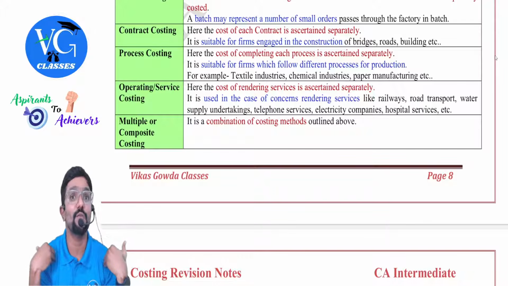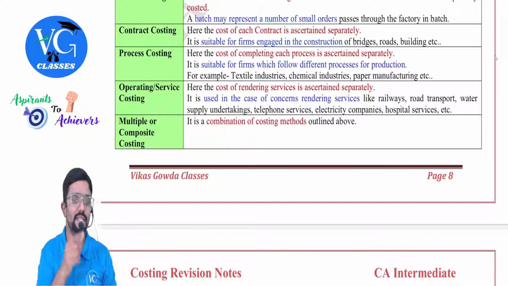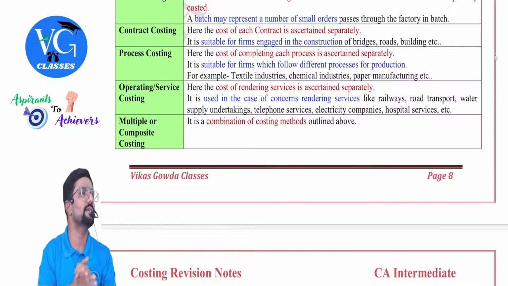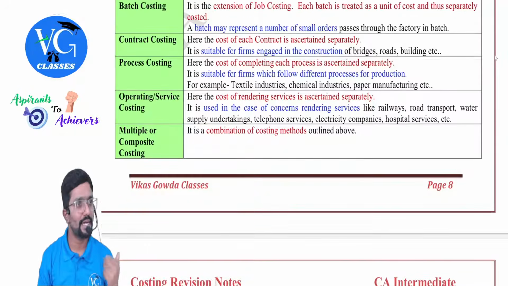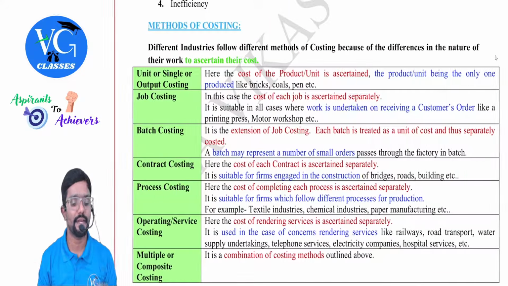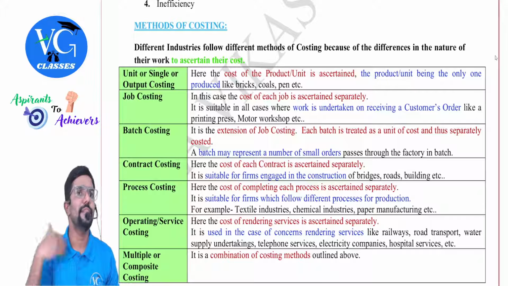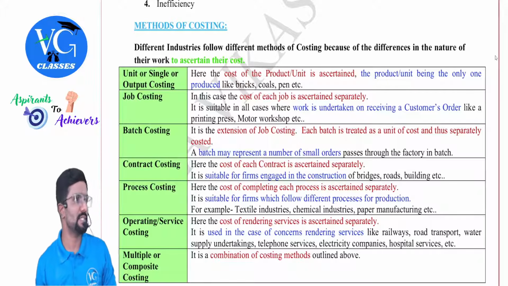Then I am said to be following what? Multiple or composite costing. Hope you are understanding. When the same company is following two or more methods, we call it multiple or composite costing. And guys, please be careful. Here also you can get theory questions. For example, for 4 or 5 marks, they can tell you to explain any 5 methods of costing.